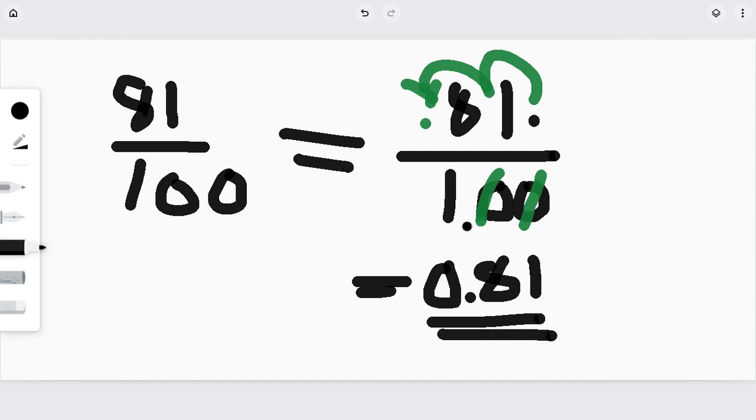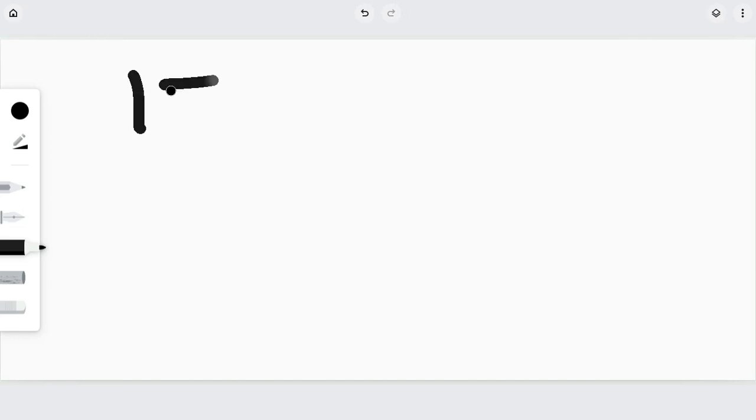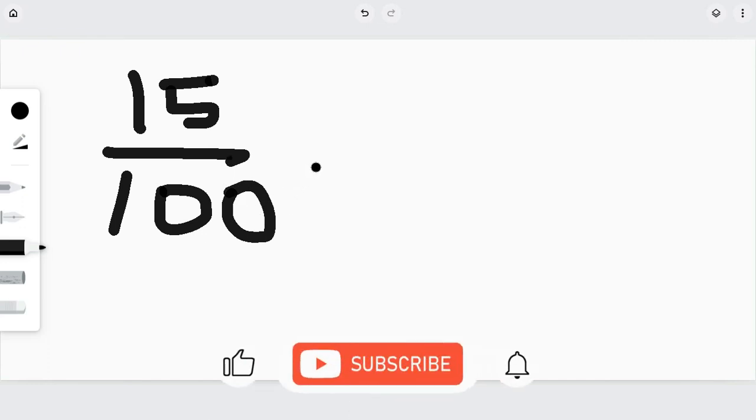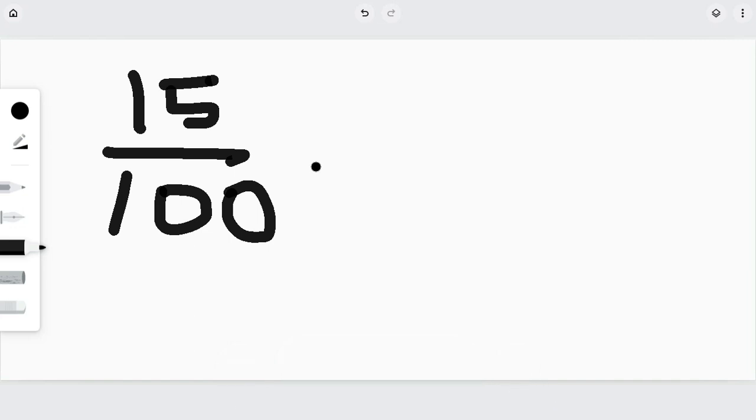So let me give you one exercise to do before I move on to another example. Quickly do 15 over 100. Change 15 over 100 to decimal and pause the video now so that you'll be able to work it by yourself. Don't try to copy my answer directly, because if you do that, you won't be able to understand it better. You understand? If you miss it, just watch the way I'm going to do it.